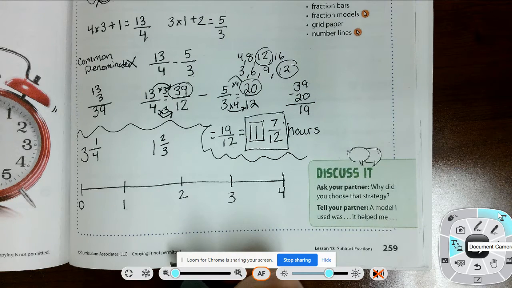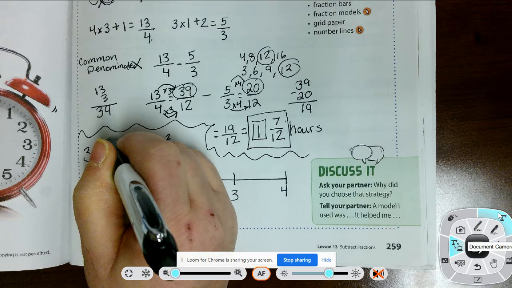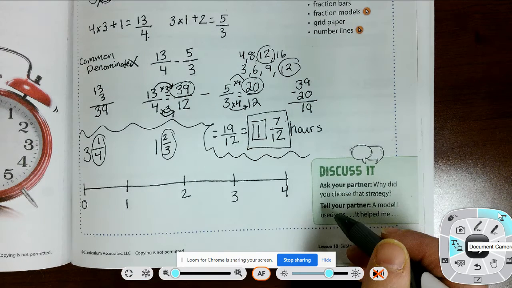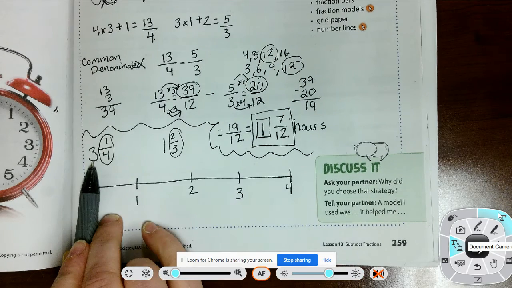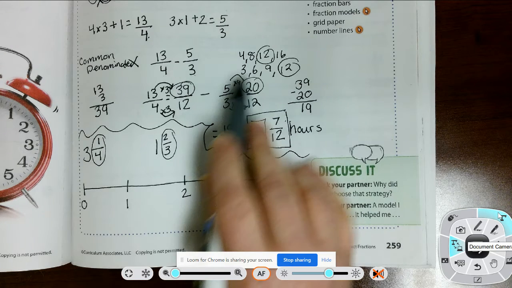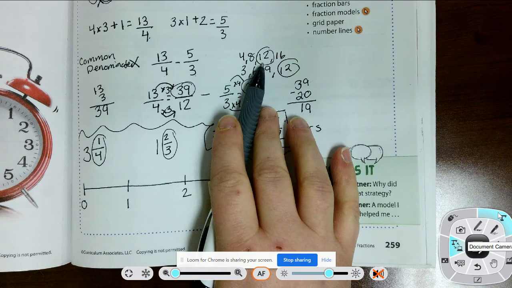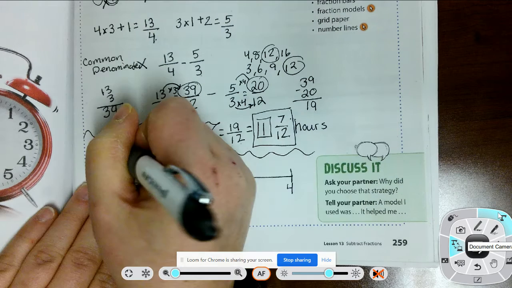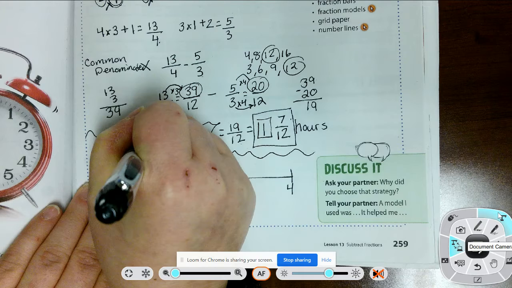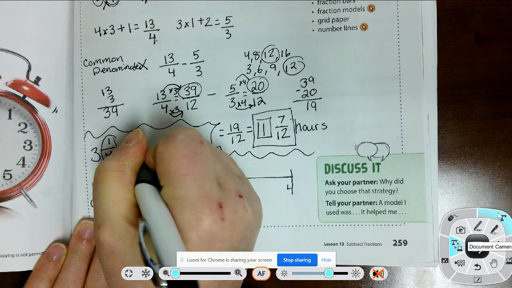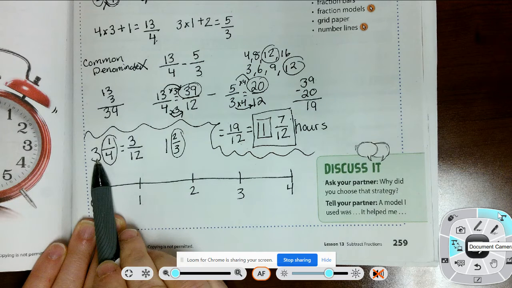What you can do with this is you can take this whole number or this fraction and just turn those into your common denominators. So I'm going to keep my 3 as a whole number, and I'm going to turn the 1/4 into that common denominator. So if you guys remember, our common denominator with these, with the 4 and the 3, is 12. So 1/4 equals how many 12ths? So I multiply that by 3. So my answer now is 3 and 3/12.